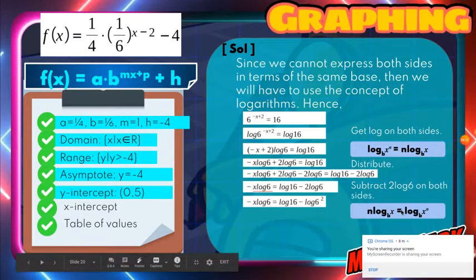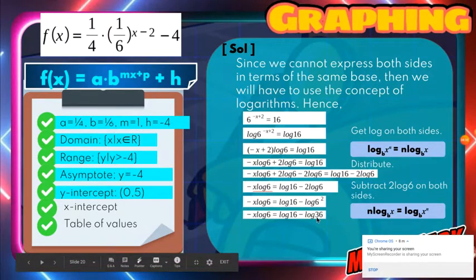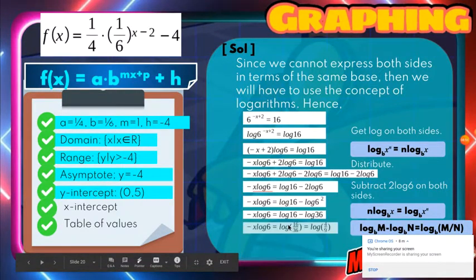And then again, we do the power law, but this time it's the other way around. The coefficient becomes the index here. That's why 2 log 6 becomes log 6 squared, which became log 36. And then based on combining the differences in a single log, we will divide m and n together. That is why log 16 minus log 36 became log quantity 16/36, which can be further simplified into 4/9.